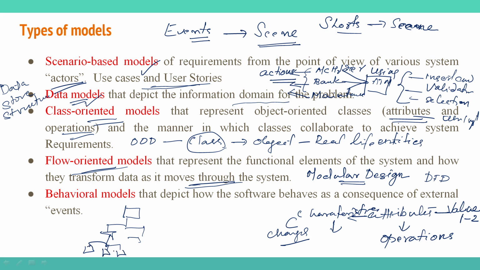Then the last model that we use is the behavioral model that depicts how software behaves as a consequence of external events. An external event means any request that the user gives, and how the system will behave. That is the behavioral model. So the major types of models for requirement representation are scenario based, data based, class oriented, flow oriented and behavioral based. So these are the major types of models. We are not going into the details of this, just for information.